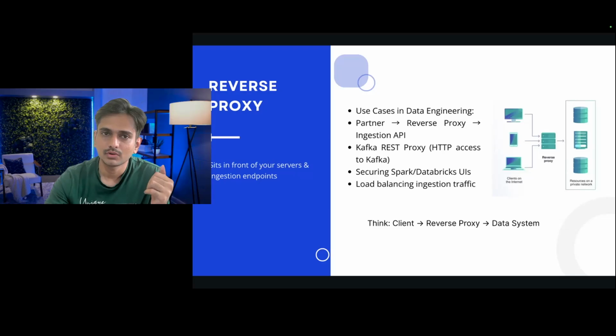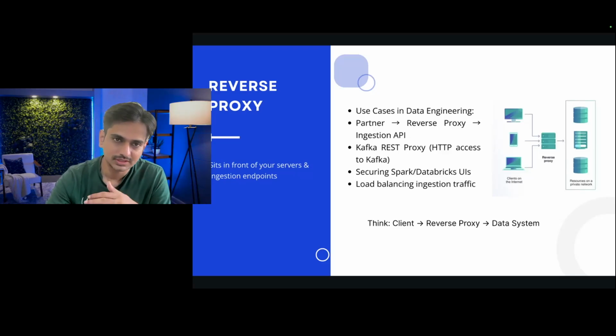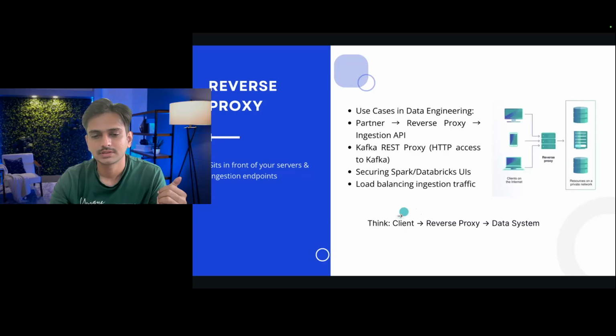On the contrary, what we have seen is that the proxy was controlling the outbound traffic for your jobs, but reverse proxies are scaling the inbound jobs into your data system. So it depends on whether you're building inbound jobs or outbound jobs, right? So you're pushing the data or pulling the data. It completely depends on which use case you are having, a reverse proxy or a proxy. So here there is a client, a reverse proxy, and then the data systems.